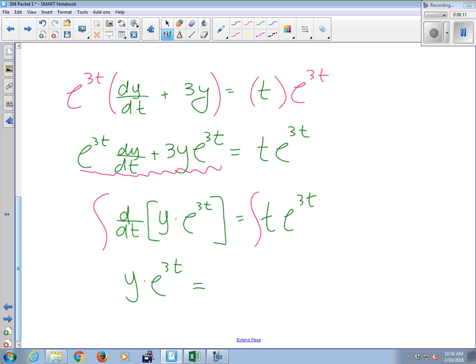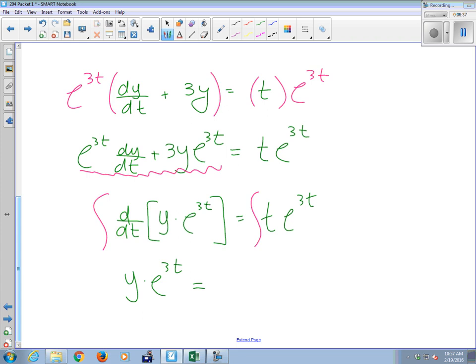Now, the right-hand side, how do you integrate t e to the 3t? What's the analogous thing for the product rule when you're taking an antiderivative? Product rule is to take a derivative. Integration by parts. U and dv, yeah. I'm just going to go to another slide and we'll review how to do by parts on this.